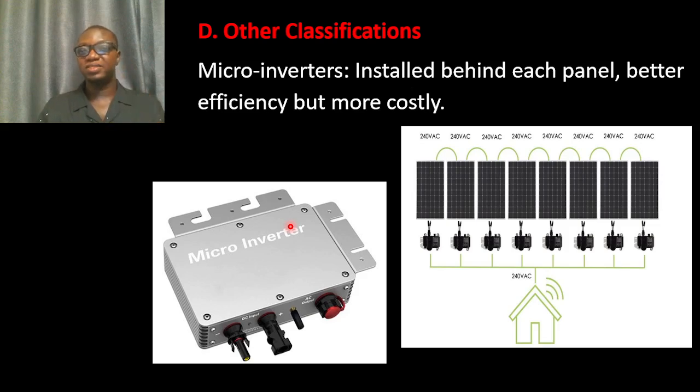The micro inverters are inverters which are installed behind each panel for better efficiency, but are more costly. They are more costly, but they have better efficiency. This micro inverter is very, very small. So you install it at the back of the panel. You connect each panel to the terminal. You see it, each panel to one. There are micro inverters that can take two panels, but these ones, each panel to one.